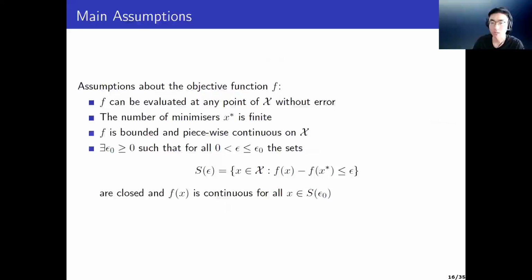Here we list the main assumptions about the objective function. F can be evaluated at any point of the feasible region without error, and the number of global minimizers is finite. And F is bounded and piecewise continuous on the feasible region. Finally, there exists a positive epsilon 0 such that for all epsilon larger than 0 and less than or equal to epsilon 0, those level sets are closed, and the function f is continuous for all x in this level set. So this assumption ensures that the objective function is at least continuous around the global minimizer. The last two assumptions are weaker than the continuity of f. If f is continuous for all x in the feasible region, then the last two assumptions hold.